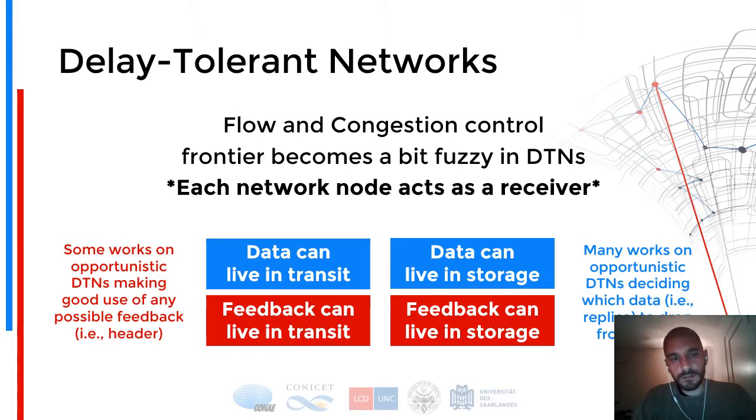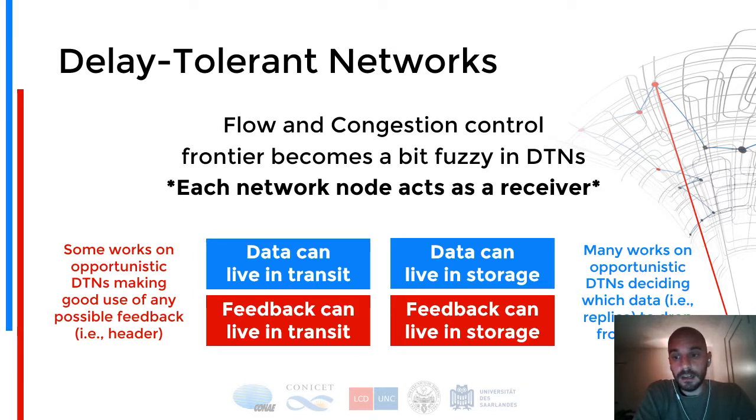In general, from previous work, you can see that there are some works on opportunistic DTNs. These are DTNs in which the appearance of new contacts or new neighbors is unpredictable. There are some studies on how to use the feedback, which is a delayed feedback. It's not an instantaneous feedback, but still a feedback and still valuable information that we can use. So there is some previous work trying to leverage all this information in the best way.